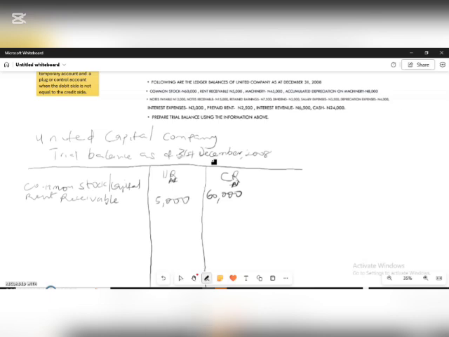Then we also have machinery. Machinery is an asset which is used for further production in the organization. Every item of asset will be debited. So machinery is how much? That's 45,000 naira.